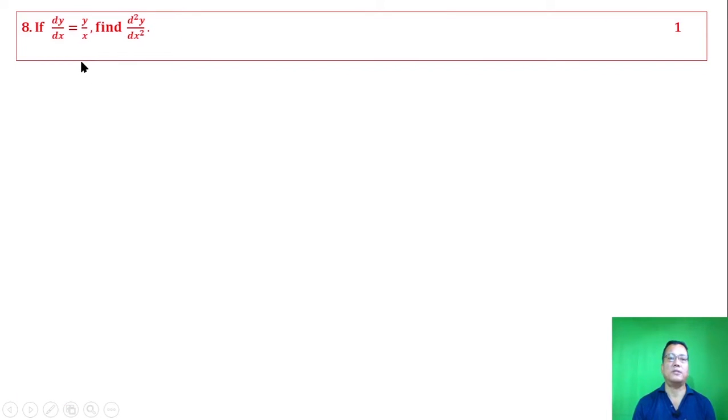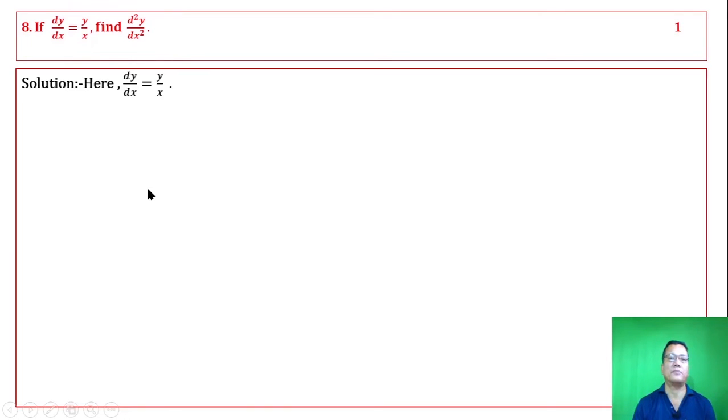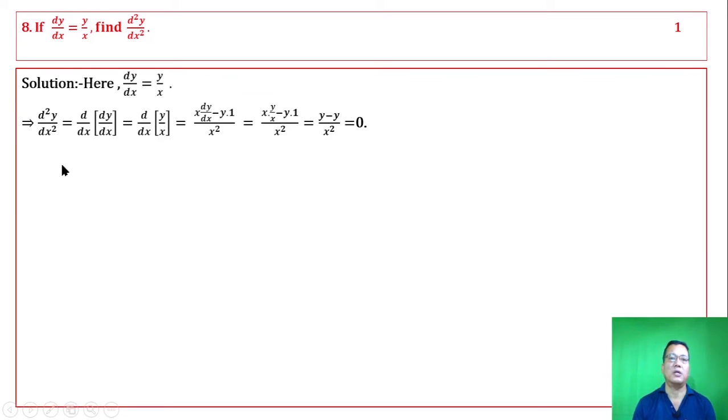If dy by dx is y by x, find d square y by dx square. 1 mark. Here dy by dx is given as y by x. Differentiating both sides with respect to x, we get the derivative of dy by dx, whose value is y by x. Using the quotient rule, we differentiate, and the numerator becomes y minus y, which is 0, so the value of the second order derivative is 0.